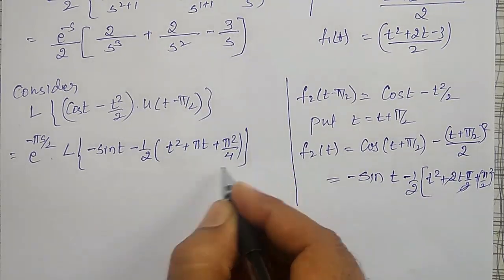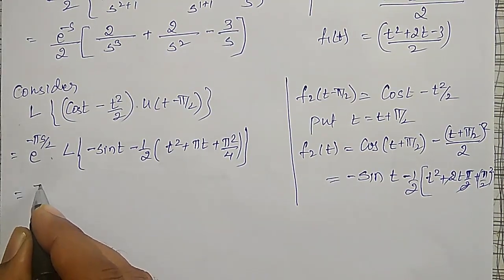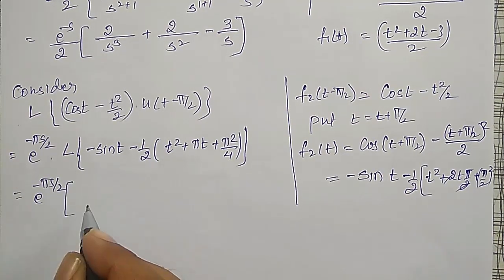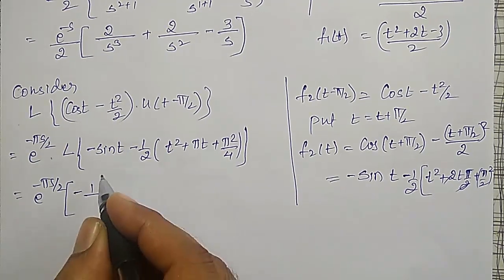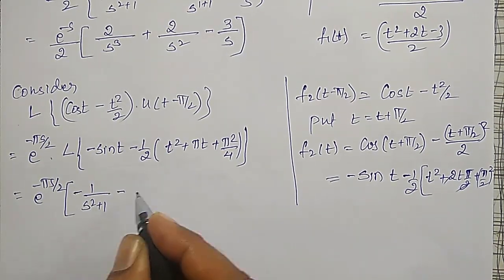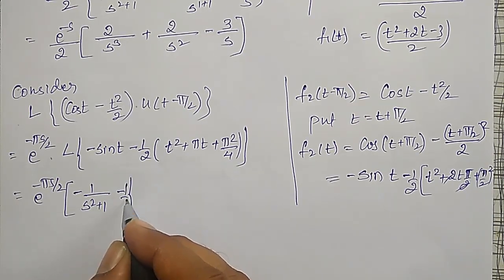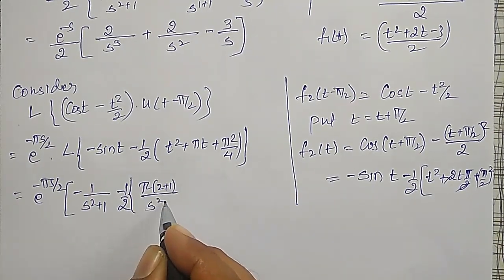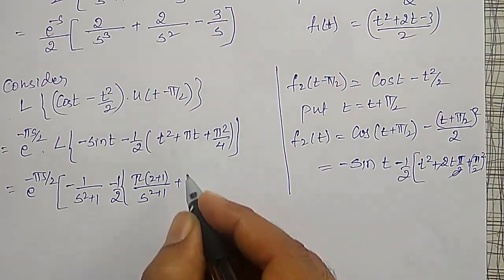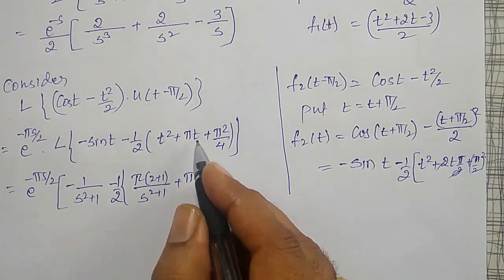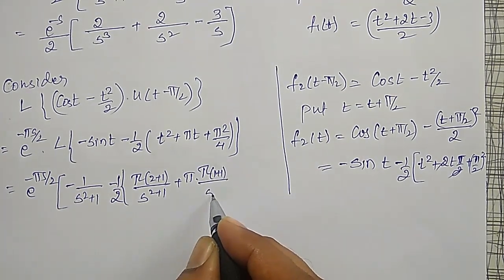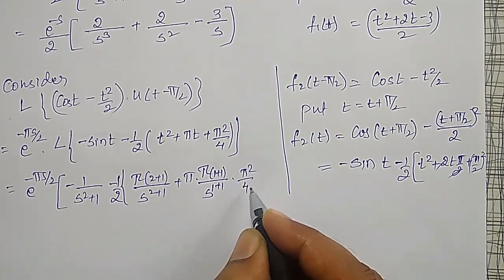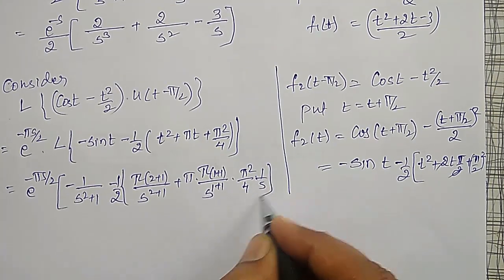Its Laplace transform to find out, that is e to the power minus pi s divided by 2 into Laplace transform of minus sin t, that is minus 1 divided by s square plus 1, minus into bracket, minus 1 by 2 into Laplace transform of t square, gamma function of 2 plus 1 divided by s to the power 2 plus 1, plus pi is constant, Laplace transform of t, gamma function of 1 plus 1 divided by s to the power 1 plus 1, into, this is constant, that is pi square divided by 4 into 1 by s is the Laplace transform.